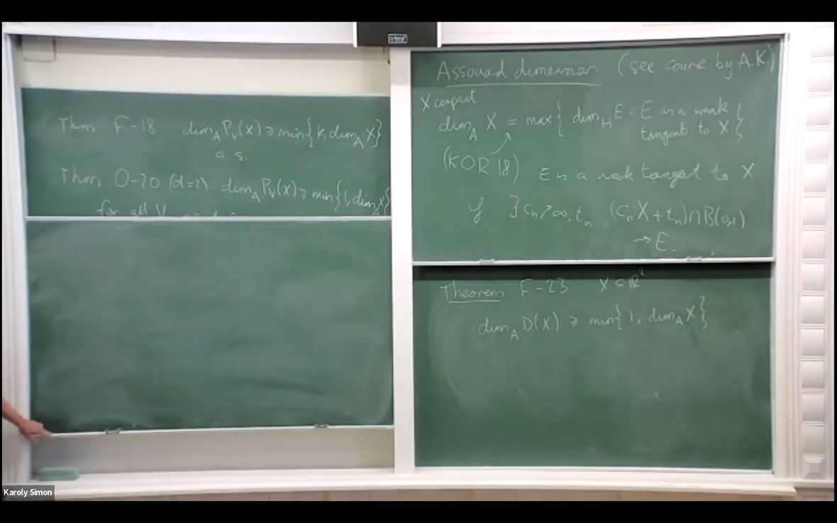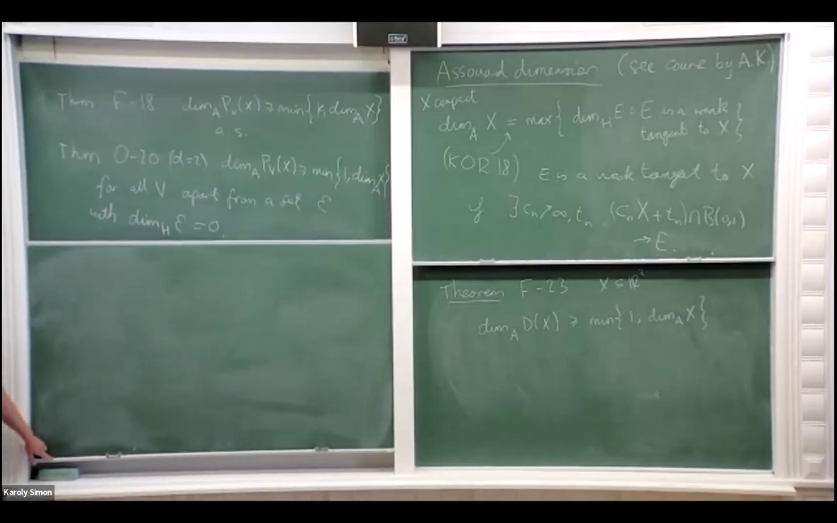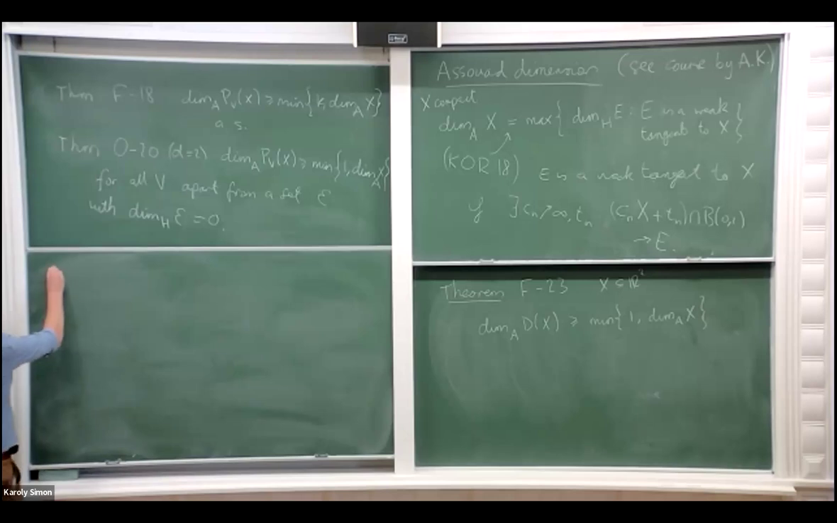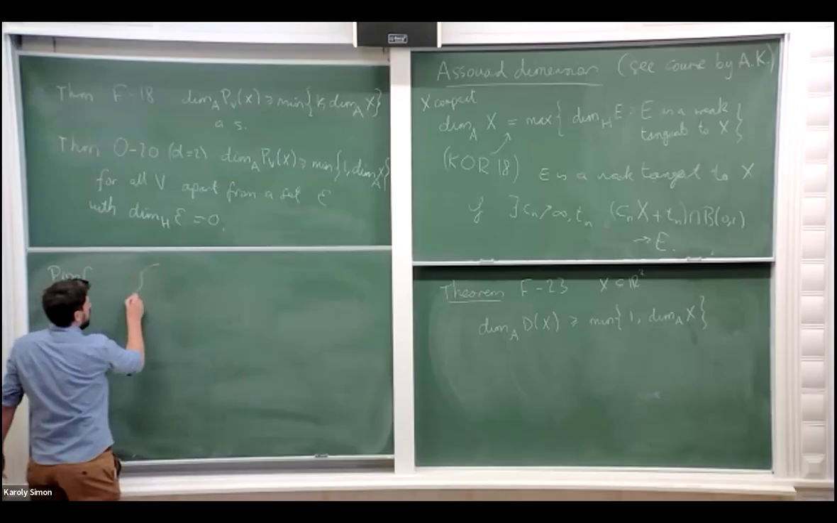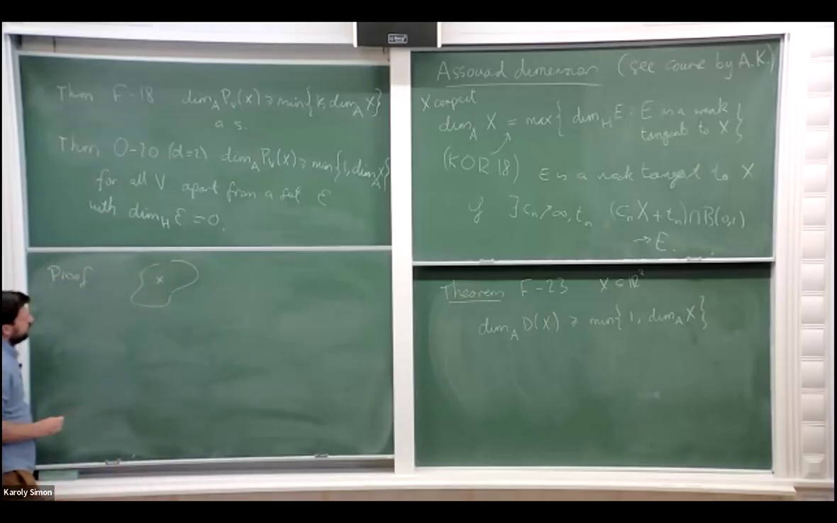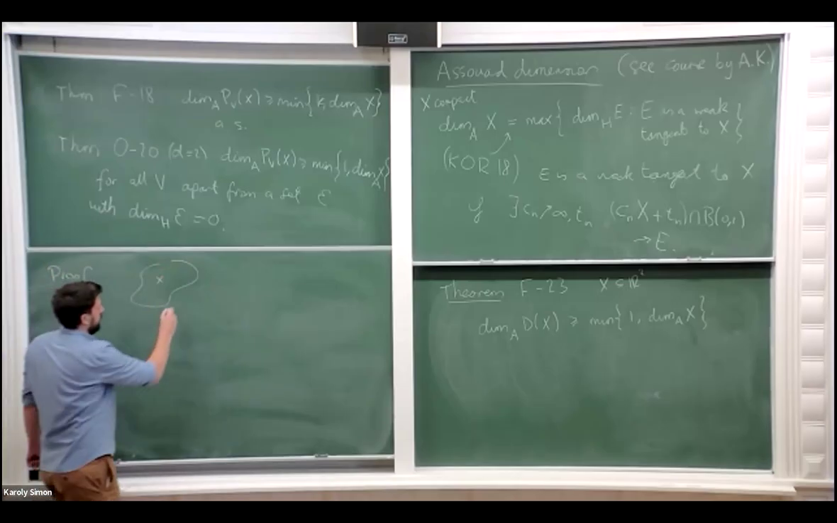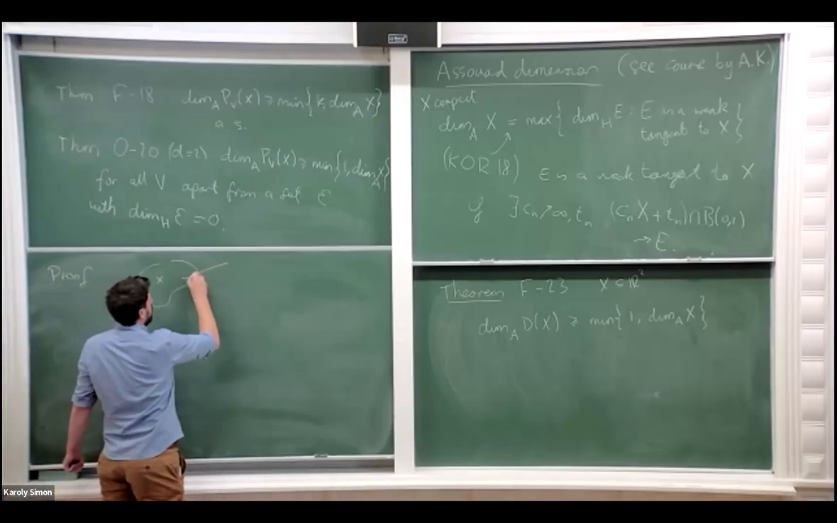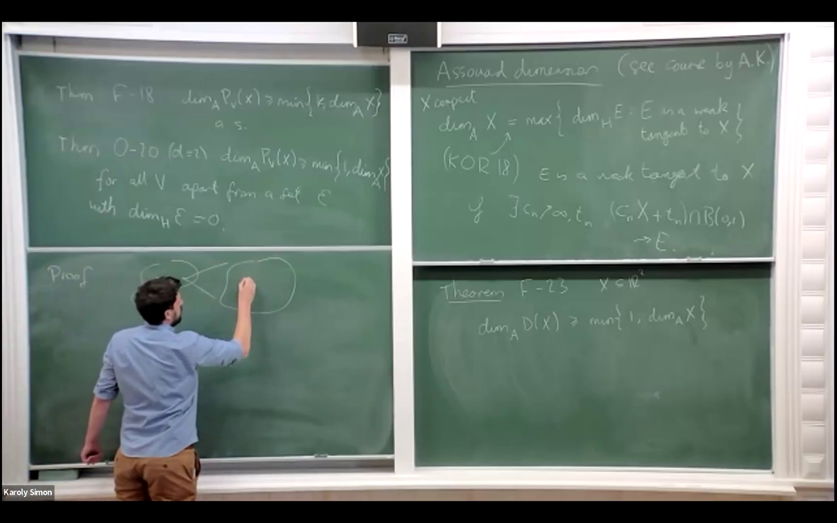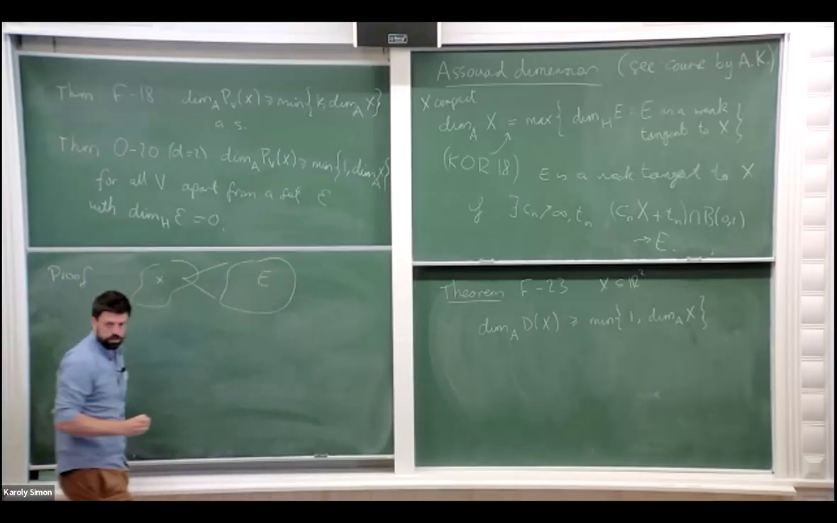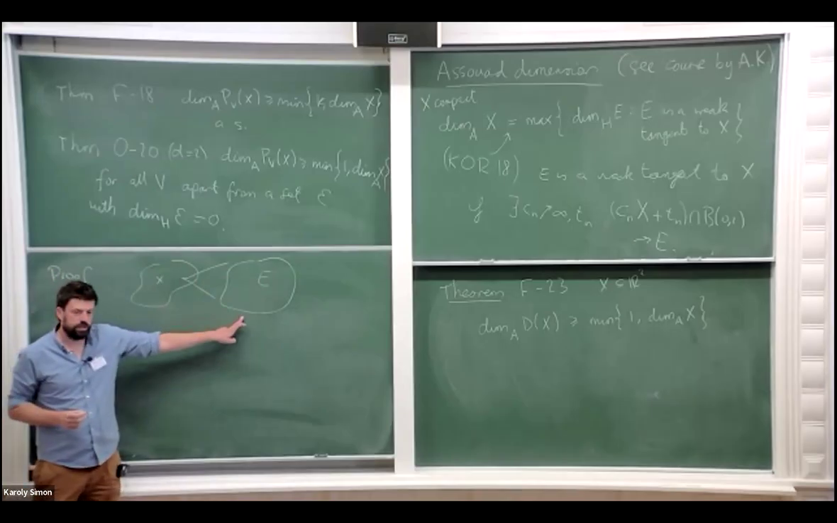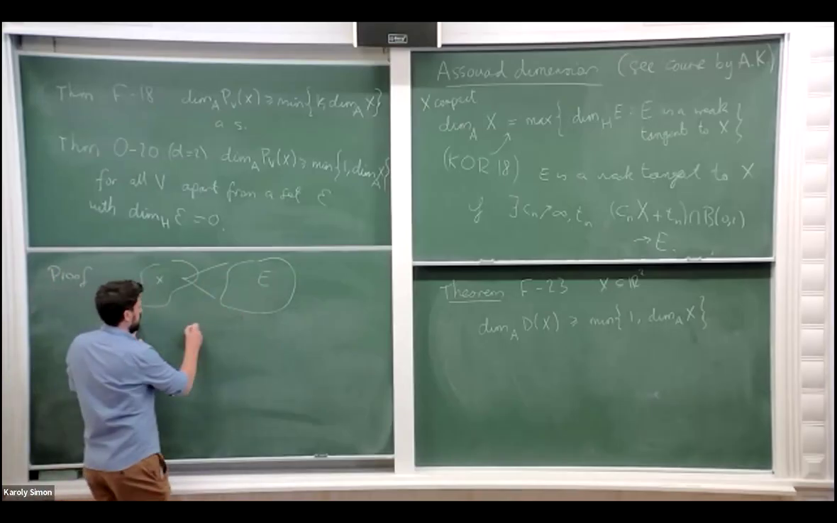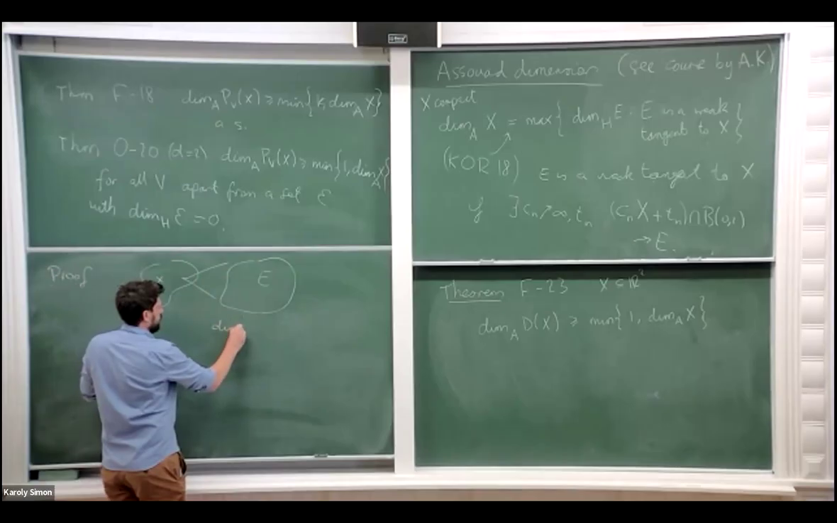Okay. So here is X, which lives in the plane. I'm going to take a weak tangent of X, which I'm going to call E, as usual, which witnesses the Assouad dimension of X. So the Hausdorff dimension of E is the same as the Assouad dimension of X. Let me write that down.